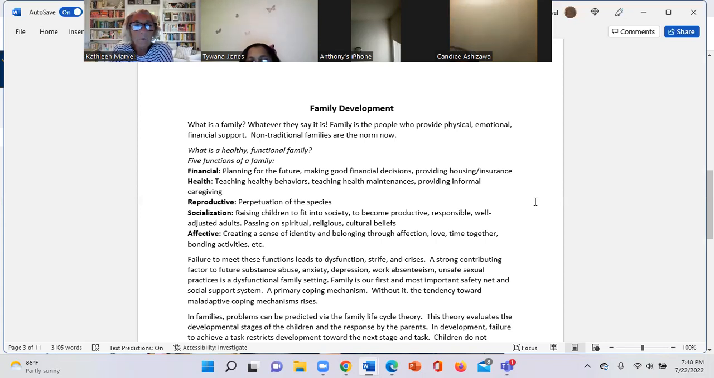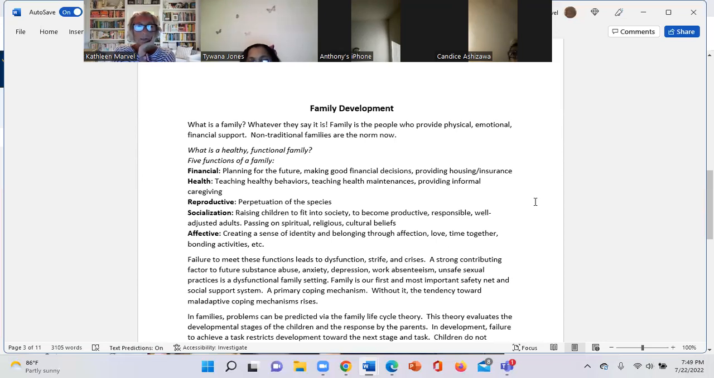Okay. And then one of the things we talk about with families is a functional family versus a dysfunctional family. You'll also see it as healthy family, unhealthy family. They mean the same. But there's 5 functions of a family. And here's the 5. Okay, and the examples they give are focused on a healthy functioning family. So if it's a dysfunctional family, we just think the opposite. For example, these are your 5 functions: financial, health, reproductive, socialization, and affective.